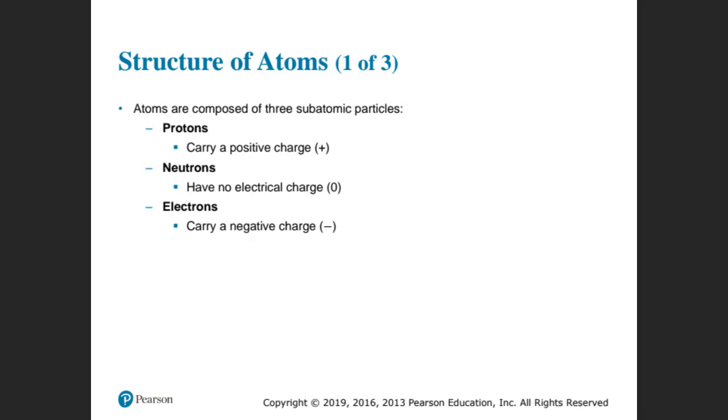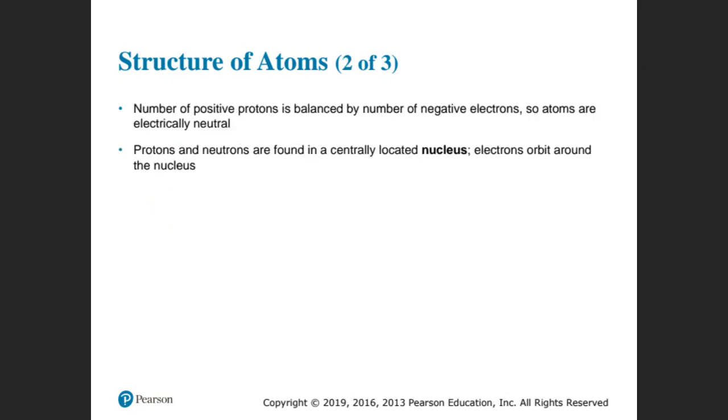Protons and neutrons weigh about 1 mass unit. You're not going to be tested on that, but that might make more sense in a second. Electrons are very, very small. So the number of positive and negative subatomic particles is pretty much equal. And so atoms are neutral overall just because the positive and negative particles are generally the same.